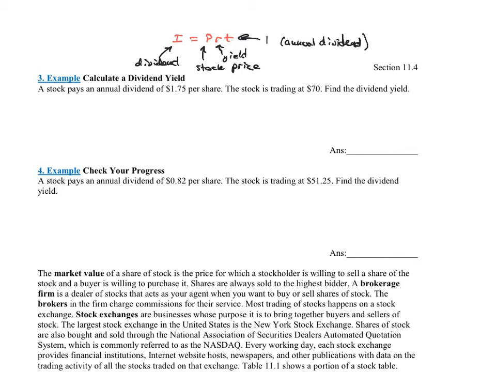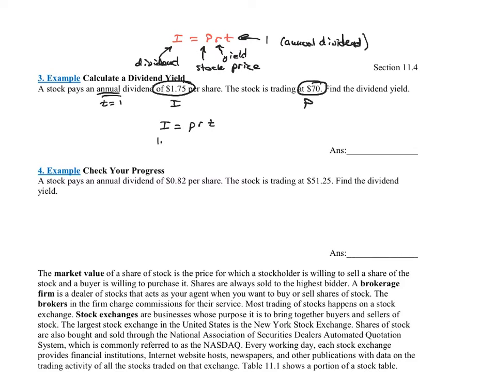It says a stock pays an annual dividend of $1.75 per share. If the stock is trading at $70, find the dividend yield. Again, it's an annual dividend, so we know time is 1. This $1.75 per share, that's our dividend, so that's going to be the I value in the formula, I equals PRT. Trading at $70, that's the price, so that's going to be P. So we're going to use the formula I equals PRT.